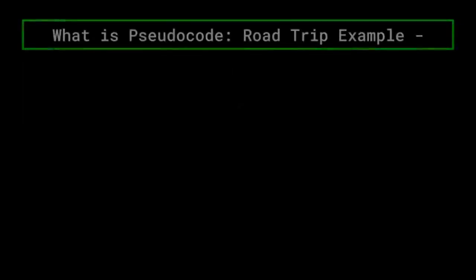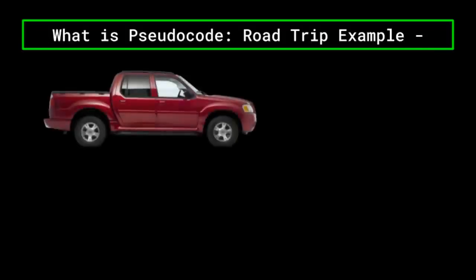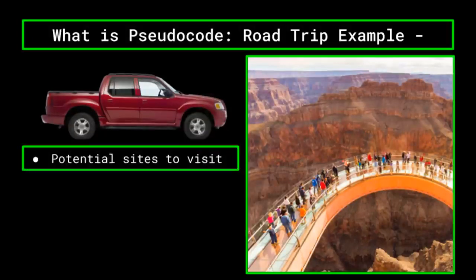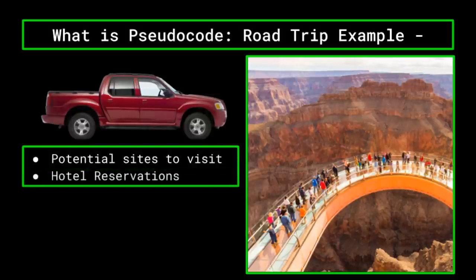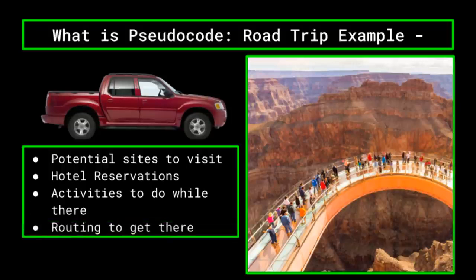Think of pseudocode like this. If you wanted to take a family trip to the Grand Canyon, would you simply hop in your car and drive off and figure out things later? No, because that would be ridiculous. Instead, you would spend some time planning out the trip. What sites or places do you want to visit? What hotel reservations are you going to have to make? What kinds of things are you going to do when you get there? What routes or highways are you going to take and why? All of these things must be determined before you can even think about hopping in your Ford Explorer.